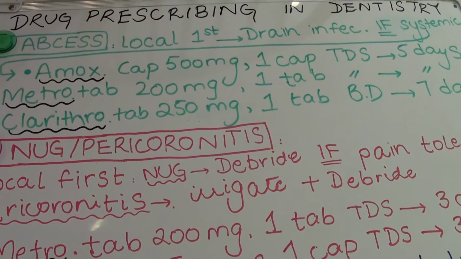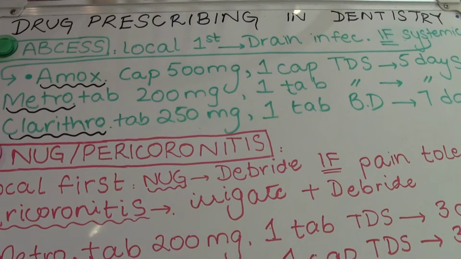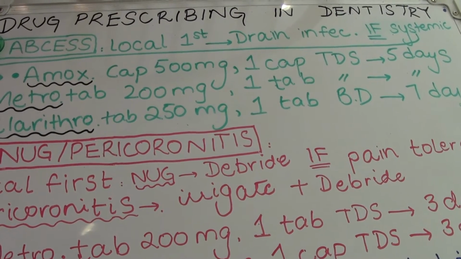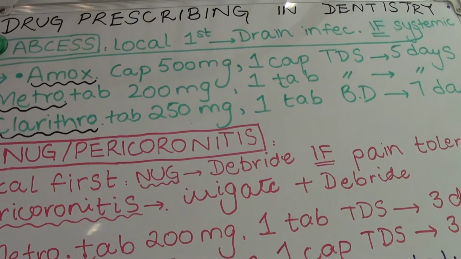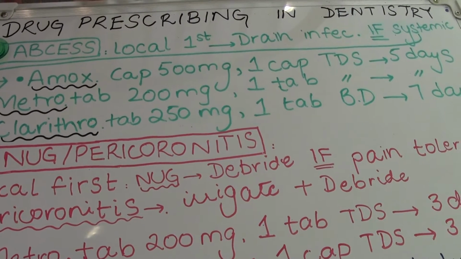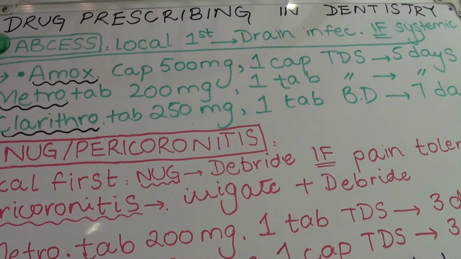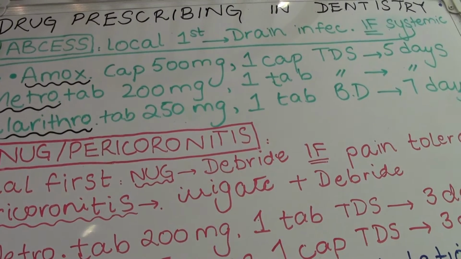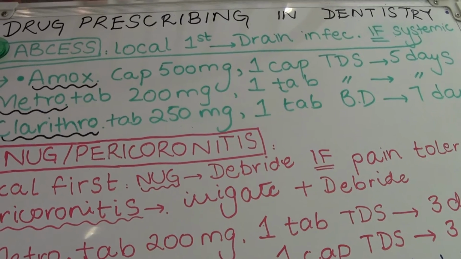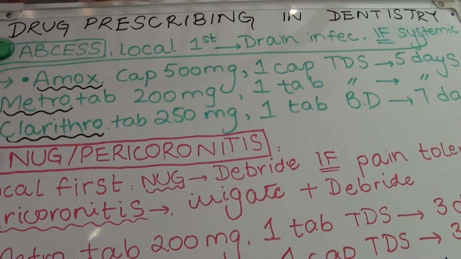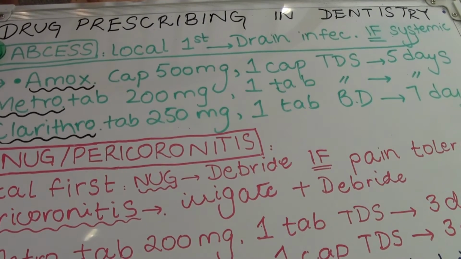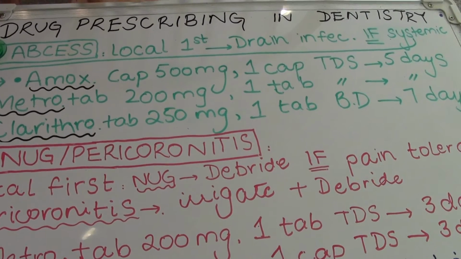Now, in any kind of condition, we have to first institute local measures, and then if, for example, the patient is having any kind of systemic signs, like in case of abscess, if there's swelling that's persistent, cellulitis, fever, malaise, these would mean that we should give antibiotics. However, if it's a local infection, for example, in abscesses, as I'm going to mention just now, we're just going to drain the infection.